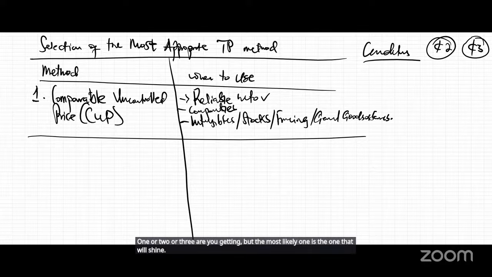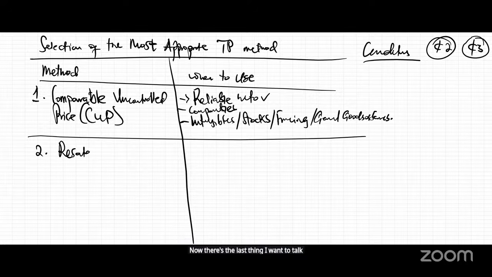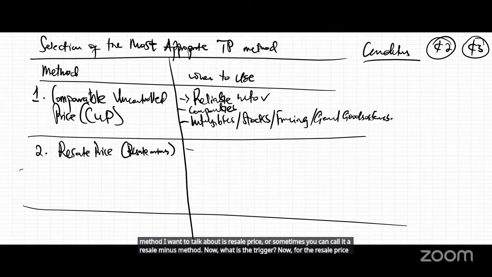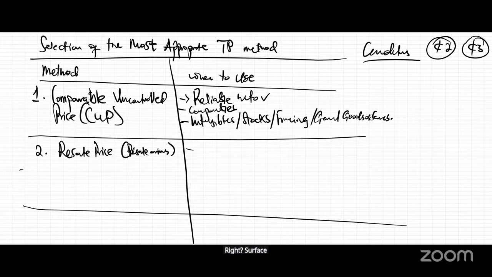So that's the CAP method. Makes sense. Now, the next method I want to talk about is resale price, or sometimes you can call it the resale minus method. Now, what is the trigger? For the resale price, first of all, there should be a resale. Somebody is buying to resell.